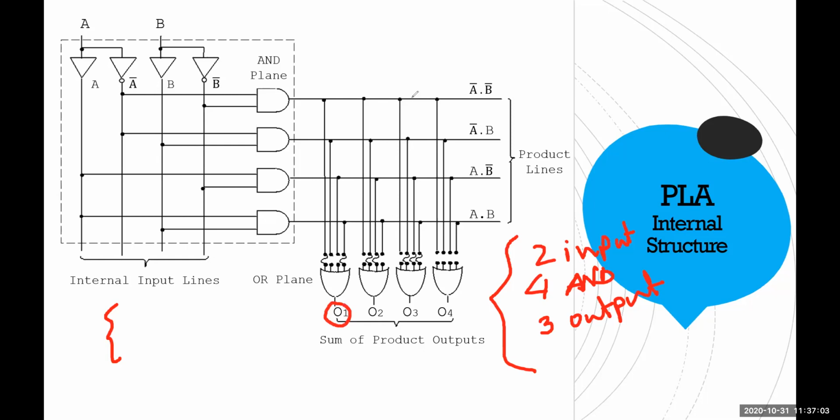Next one, A bar B bar we do not need. That's why the connection is gone. A bar B, we need it. A B bar, we need it. AB we do not need. That's why it is gone. This is O2. For O3, A bar B bar we do not need. A bar B we need. A B bar we need. AB we need. So it will remain. Last one, we do not need any of them. That means the O4 is not needed.